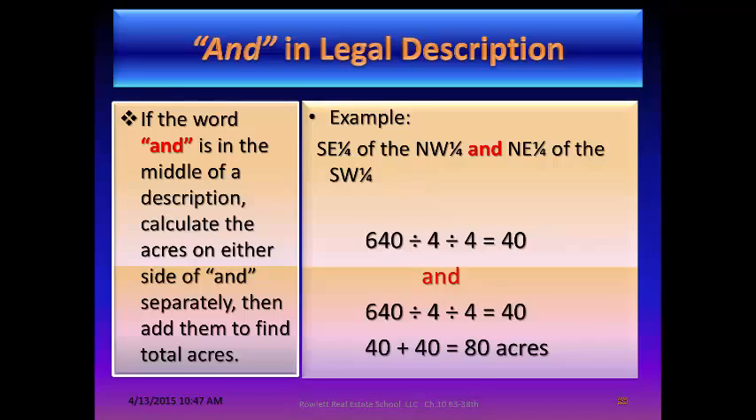On the other side of "and," we have the northeast quarter of the southwest quarter. So we start with 640 acres again and divide it by 2 different quarters, or 2 different 4s, and come to 40 acres again. And then we add the 40 acres to the other 40 acres to come to a total of 80 acres.